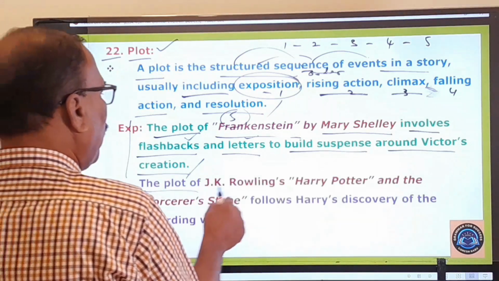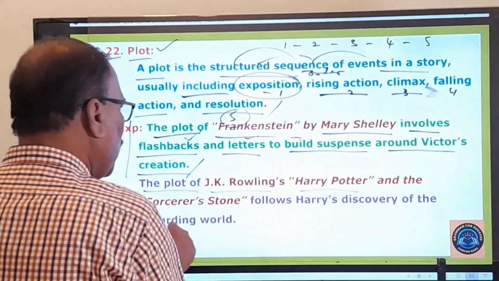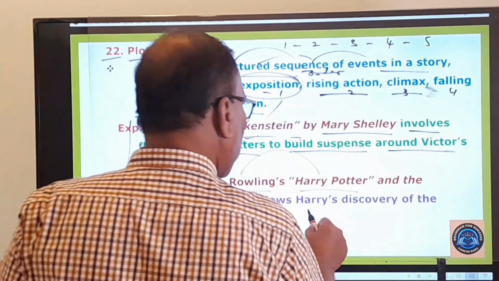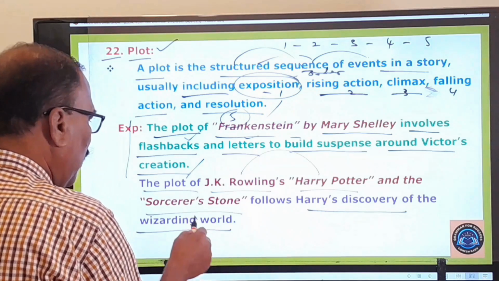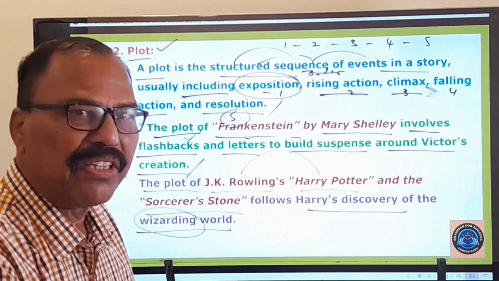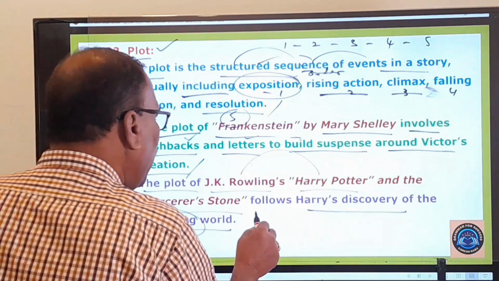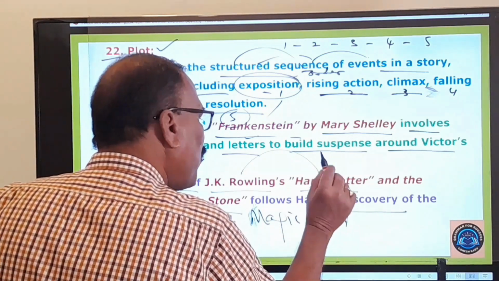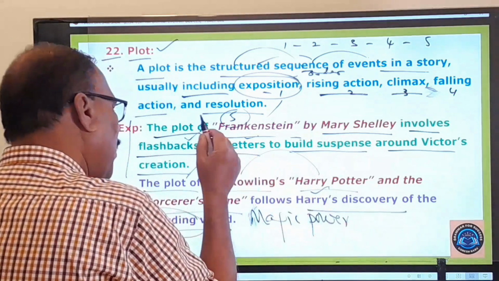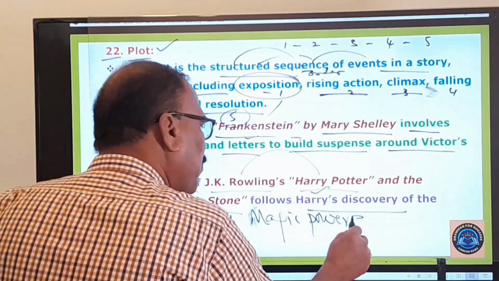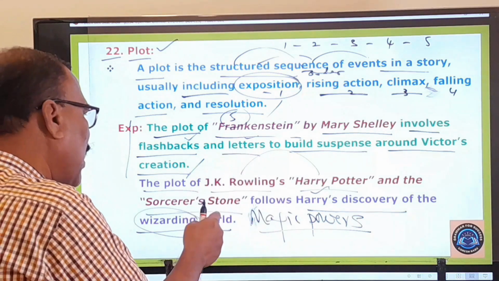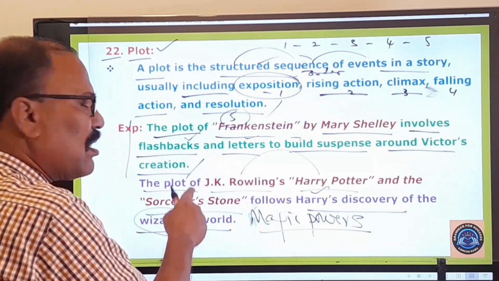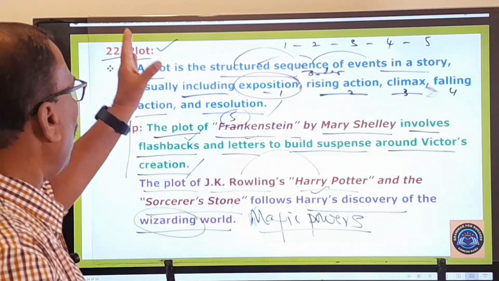What is that? The plot of J.K. Rowling's Harry Potter and the Sorcerer's Stone. So this J.K. Rowling's Harry Potter follows Harry's discovery of the wizarding world. Wizarding world means world filled with wizards. That means world filled with magic powers. So this Harry discovers the world that is full of magic powers. That is the plot of J.K. Rowling's Harry Potter and the Sorcerer's Stone. So this is a beautiful example of this plot.